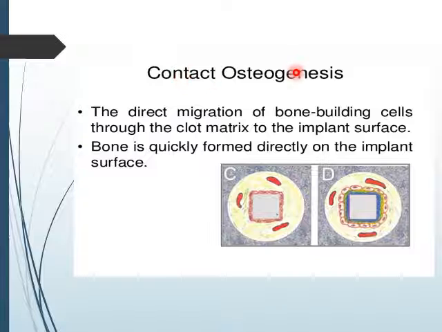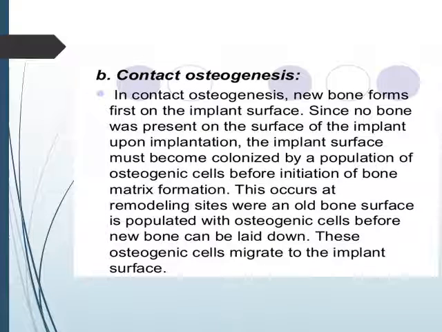The second type is contact osteogenesis, the direct migration of bone-building cells through the clot matrix to the implant surface. Bone is quickly formed directly on the implant surface. This is the implant and these are the cells, quickly attached to the implant surface and beginning the formation of new bone. What is the meaning of contact osteogenesis? In this process, new bone forms first on the implant surface.